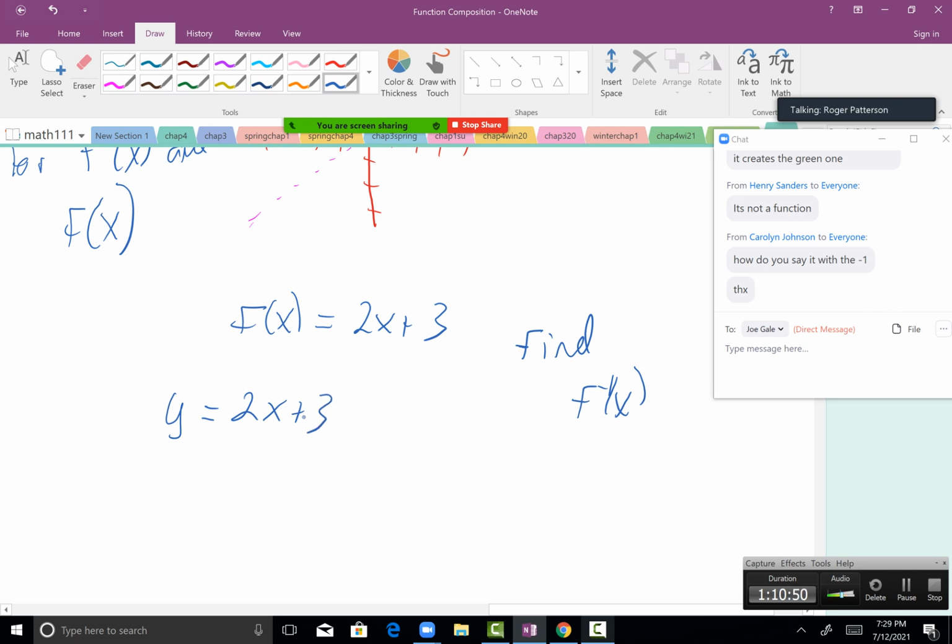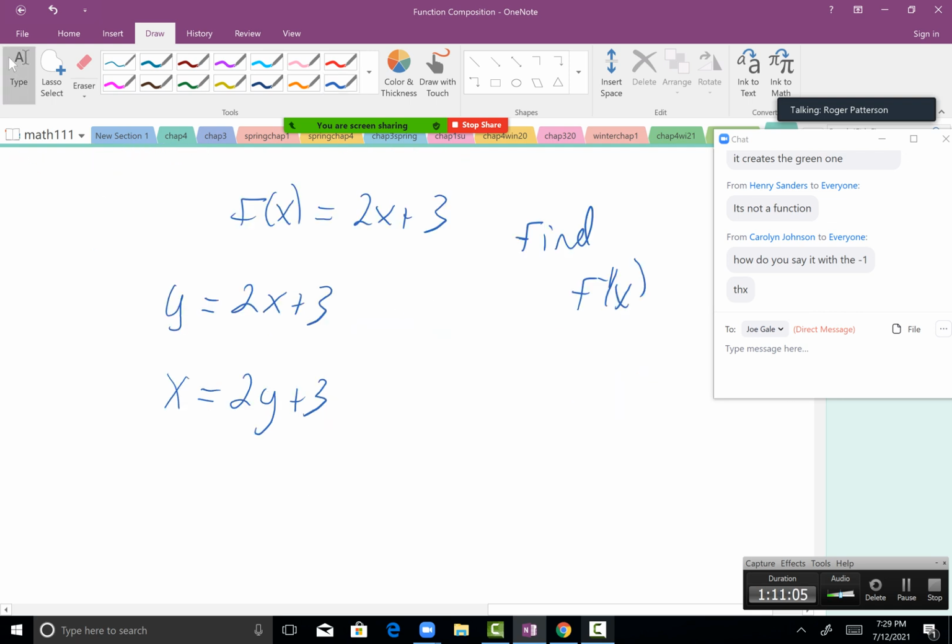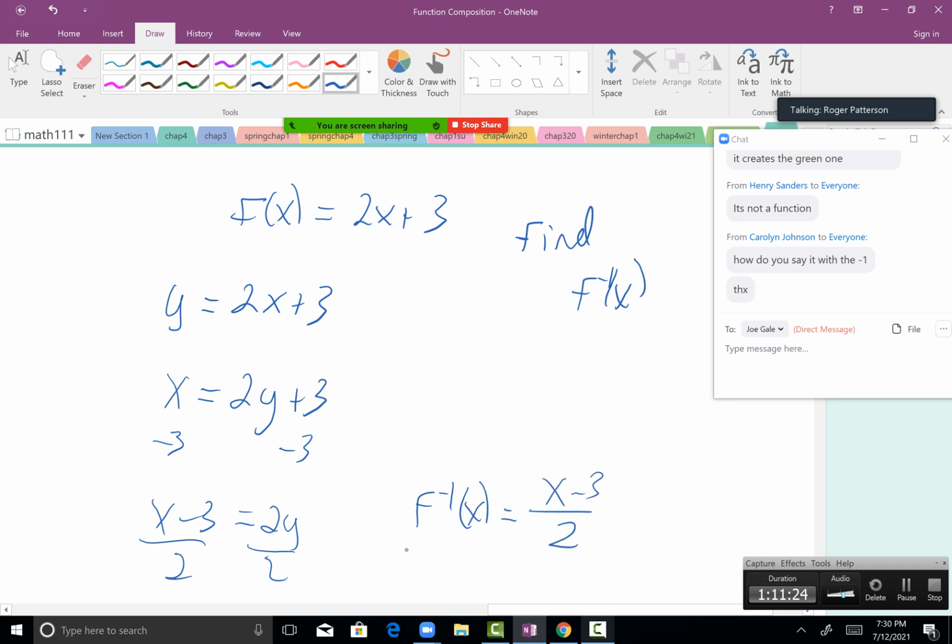Now, here's where we're going to use that idea. The domain and the range switch. So x becomes 2y plus 3. The domain and the range switch. Now what I'm going to do is solve for y. So I'm going to subtract 3 and divide by 2. So there it is. F inverse of x is equal to x minus 3 over 2.